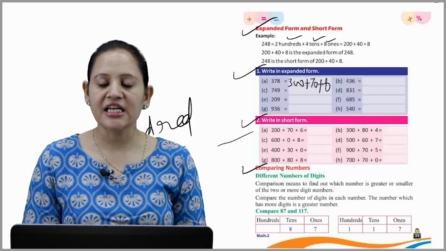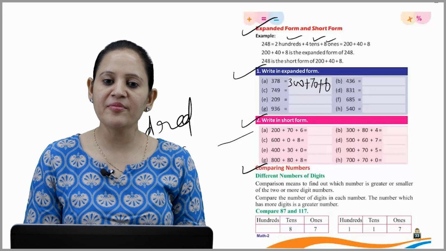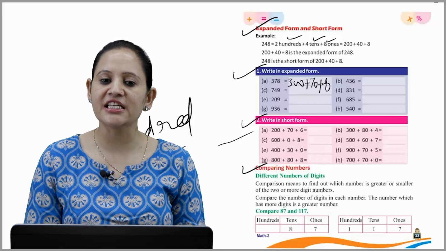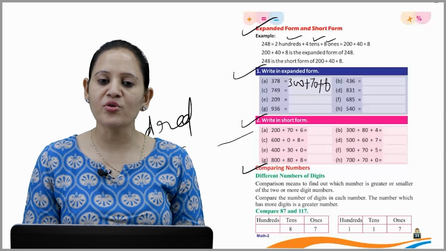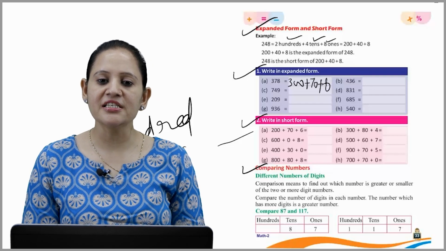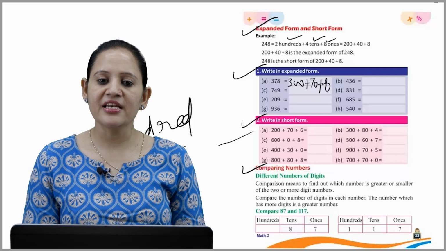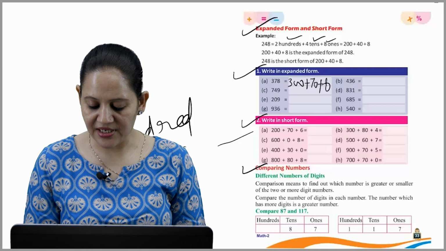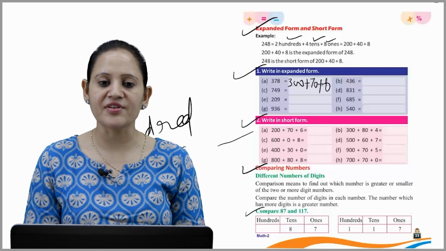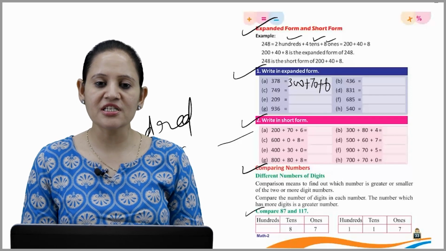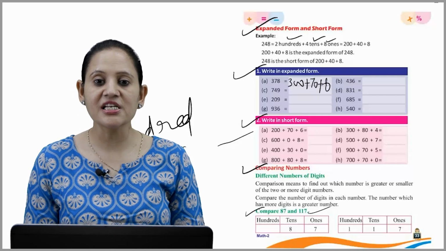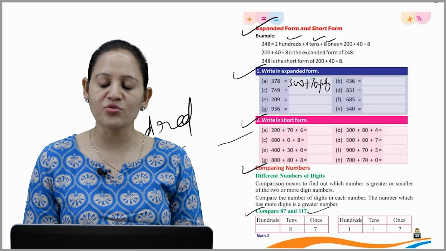If the numbers have different numbers of digits, we can easily compare them. Comparison means to find out which of 2 or more numbers is greater or smaller. Compare the digits in each number. The number which has more digits will be greater. For example, compare 87 and 117. 87 is a 2-digit number and 117 is a 3-digit number. So obviously a 3-digit number will be greater than a 2-digit number.